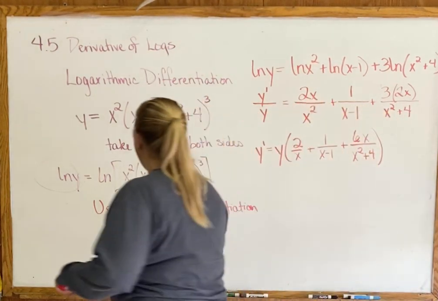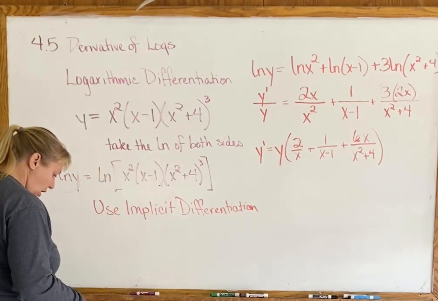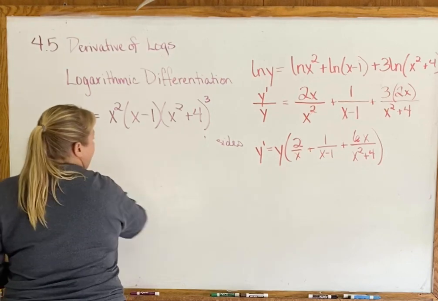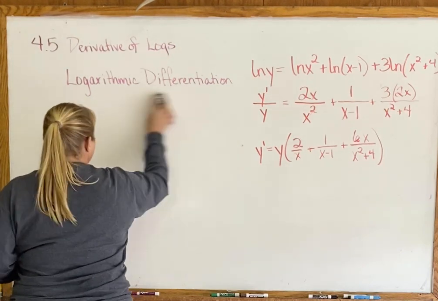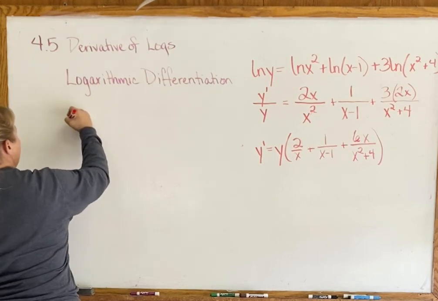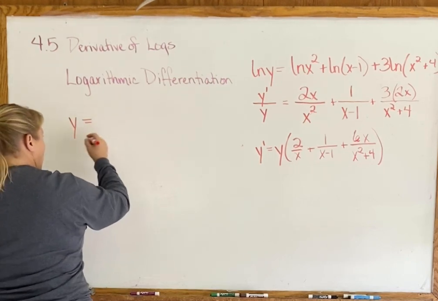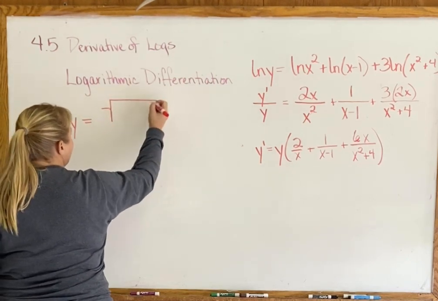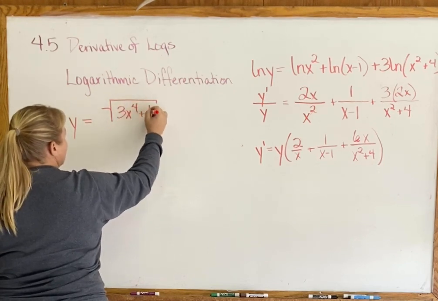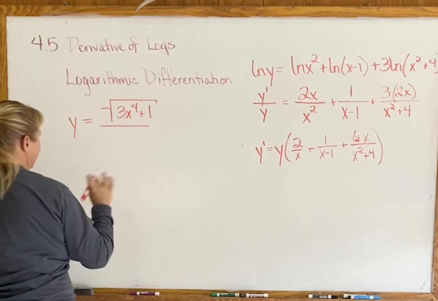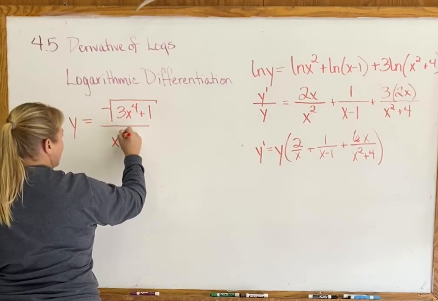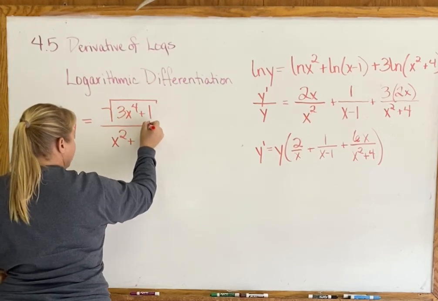Okay, so one more of these and then we'll call it quits. All right, so let's say that I wanted you to find the derivative of y equals the square root of 3x to the 4th plus 1, over x squared plus x.